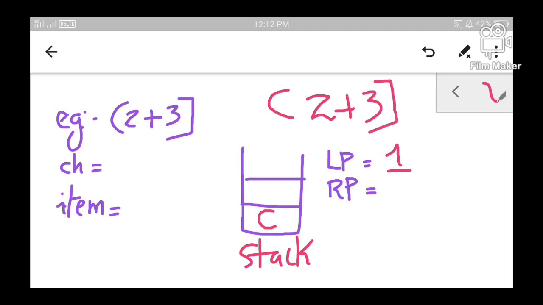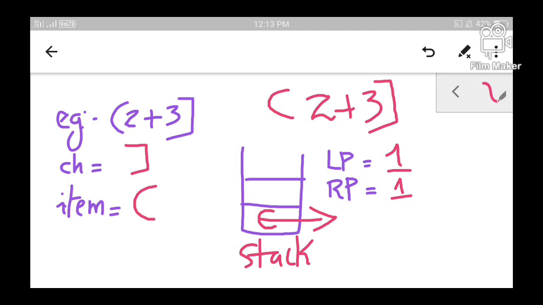Whenever you read a right square bracket or right parenthesis, what you have to do? Increment RP by 1. So the value of RP is 1. And since a right parenthesis is encountered, you have to pop the topmost element from the stack, and the topmost element of the stack is this thing. So the character just read is a right square bracket, and the element just removed from the stack top is a left parenthesis. Check whether these two match.